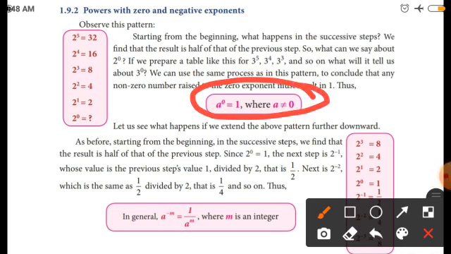Anything power 0 is equal to 1, where a is not equal to 0. A power 0 is equal to 1, where a is not equal to 0. Okay, anything power 0 is equal to 1.